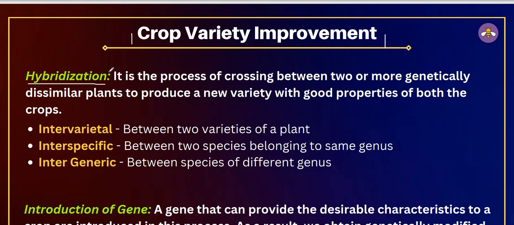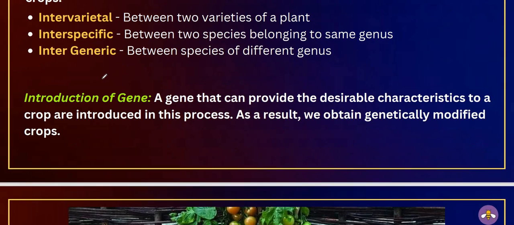Two species belong to the same genus, that is Solanum, but their species is different. So tomato is the answer. Intervariety means two varieties of plant. Two varieties means you can crossbreed between flower and vegetable, anything like that.